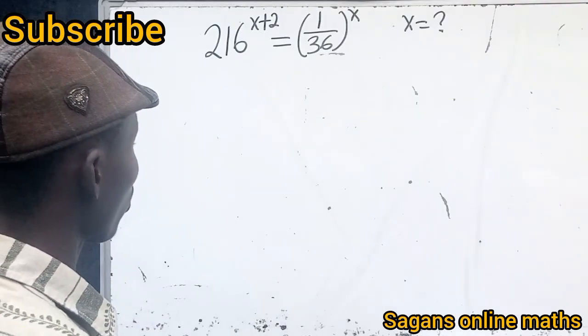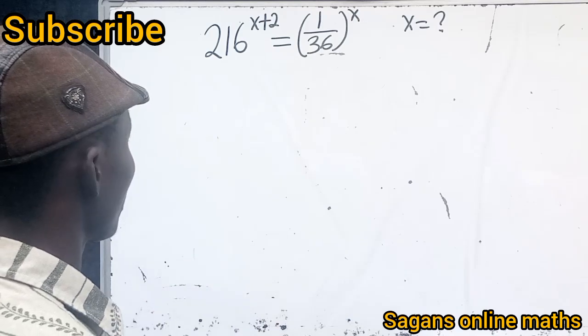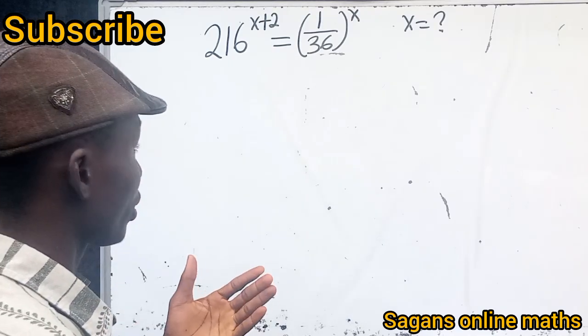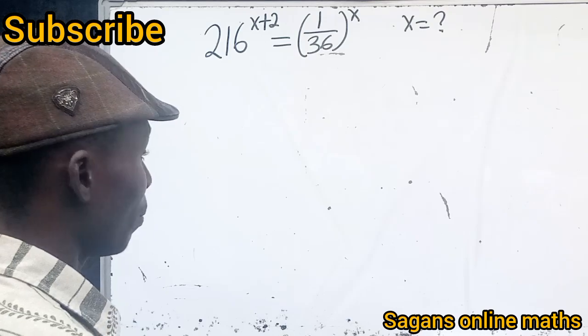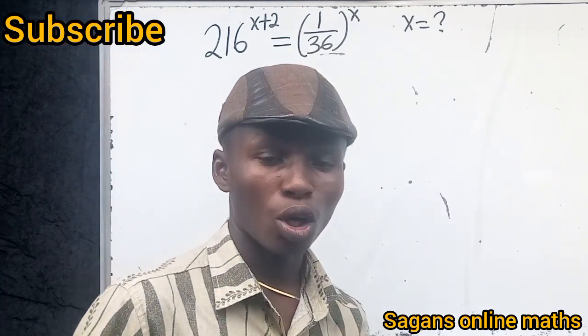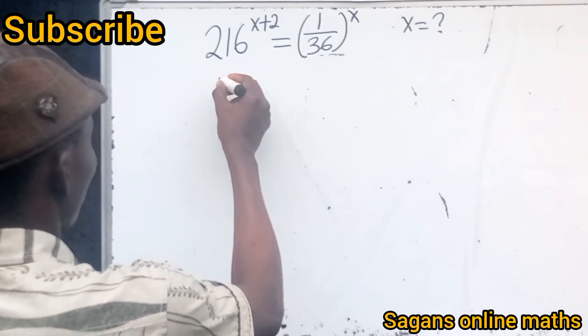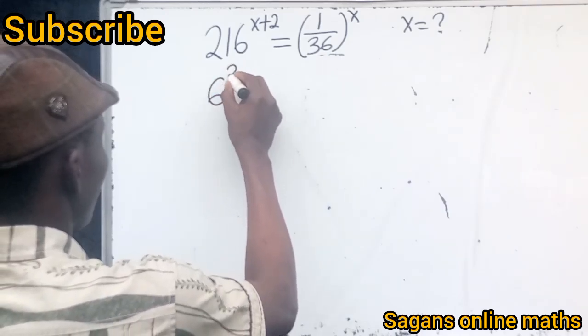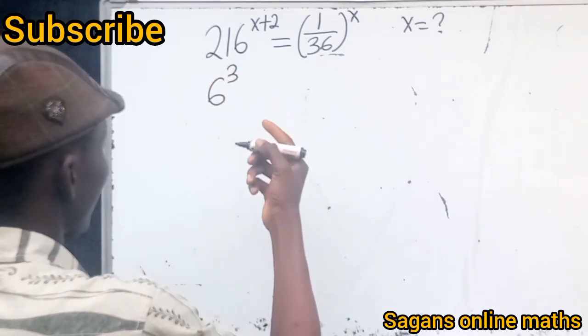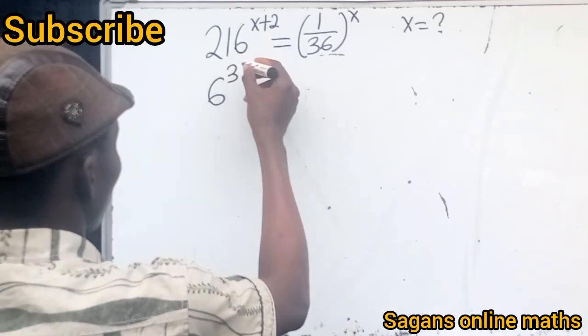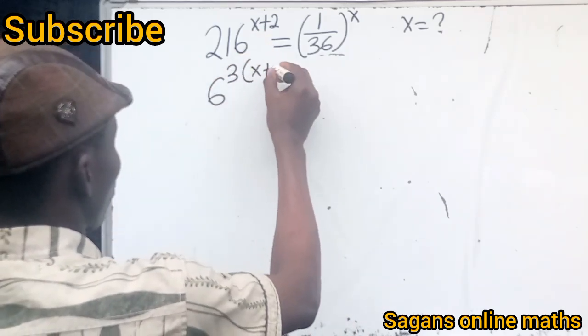Now what we are going to do, we are going to consider our left hand side. We know that 216 in index form is seen as 6 raised to the power 3, because 6 times 6 times 6 is 216. So in place of 216, we can write 6 raised to the power 3, because 6 raised to the power of 3 simply means 6 times 6 times 6, which is 216. Then the power here is x plus 2.